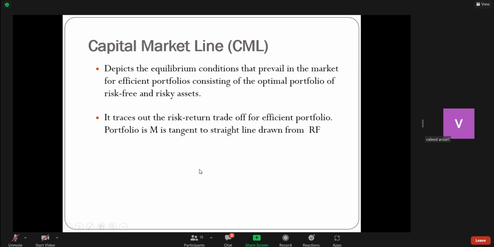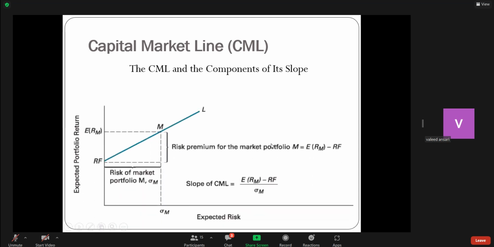As I said, this has two versions. The first version is the capital market line, which is relevant for the efficient portfolio. It tries to tell us the equilibrium condition of the optimal portfolio consisting of risk-free and risky assets. It traces the risk-return trade-off of the efficient portfolio, which is a straight line drawn from RF. What is M? I will explain to you.